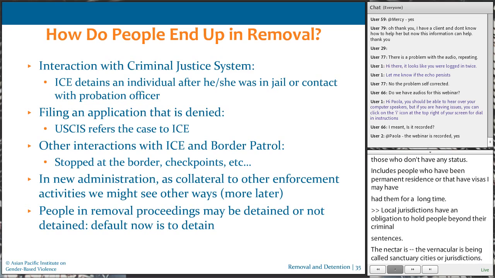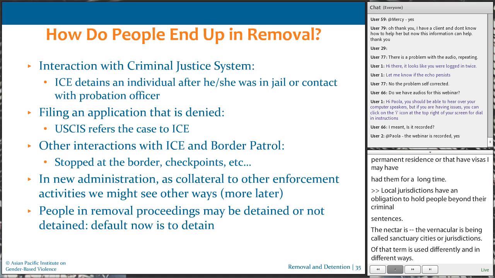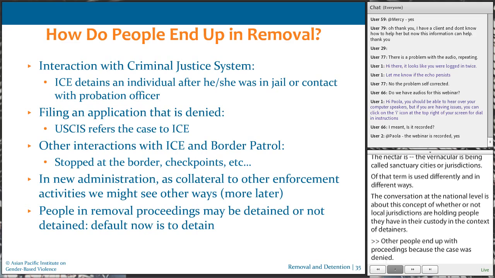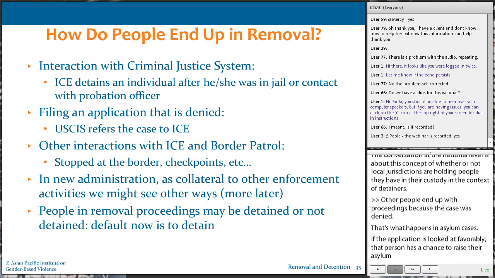But the conversation at the national level is really about whether or not local jurisdictions are holding people they have in their custody for ICE in the context of ICE detainers. Other people end up in removal proceedings because a case was denied. That's what happens in asylum cases. If the application isn't looked at favorably, then that person has a chance to raise their asylum application in deportation proceedings. And then there are other interactions with ICE and Border Patrol, whether at checkpoints or, in this current administration, we are definitely seeing it as collateral to other enforcement activities.